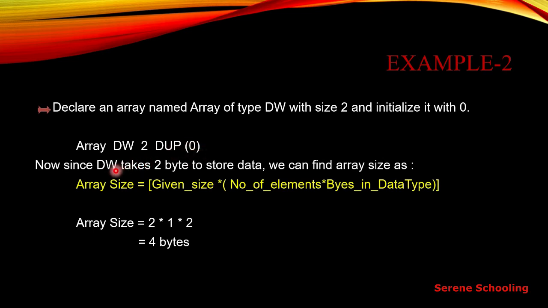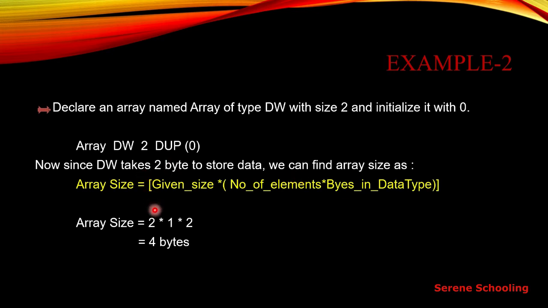Now since dw takes 2 bytes to store data, whatever is the type given over here, according to that we have to check its array size. It could be some other type, like we also have qword, we have dword, so over here we have all these different data types. According to that our array size formula will change a little bit. Sometimes we get 1, sometimes we get 2, sometimes we get 4. Just this we have to take care of.